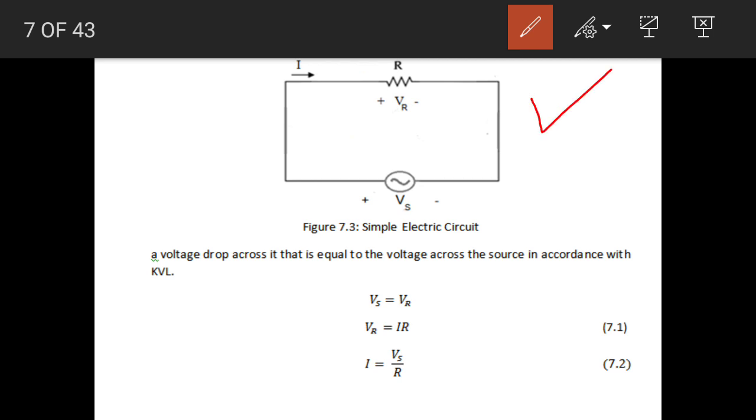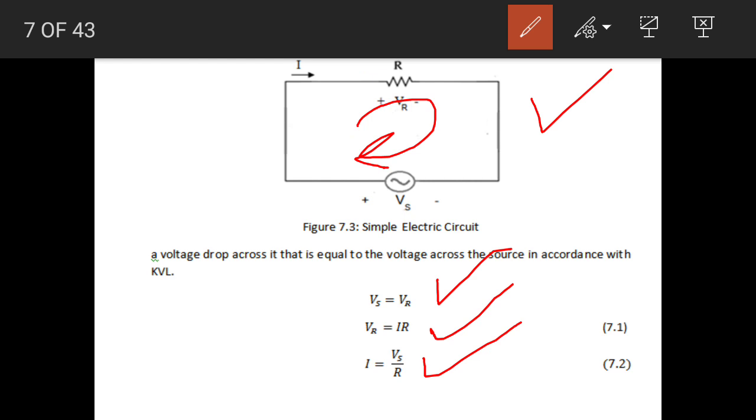We apply KVL to this particular circuit. According to KVL, the voltage across the source will be equal to the voltage across the resistor, and the voltage across the resistor in accordance with Ohm's law will be equal to IR. So we can calculate the current in this particular circuit with the help of equation number 7.2. So the current will be equal to Vs divided by R. Why? Because Vs is equal to Vr.